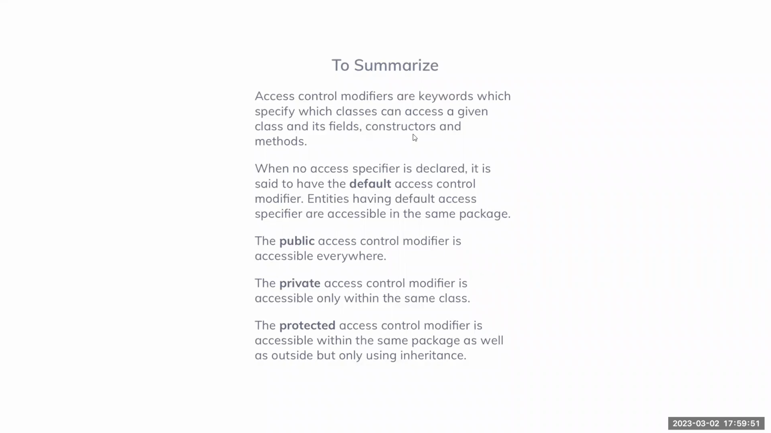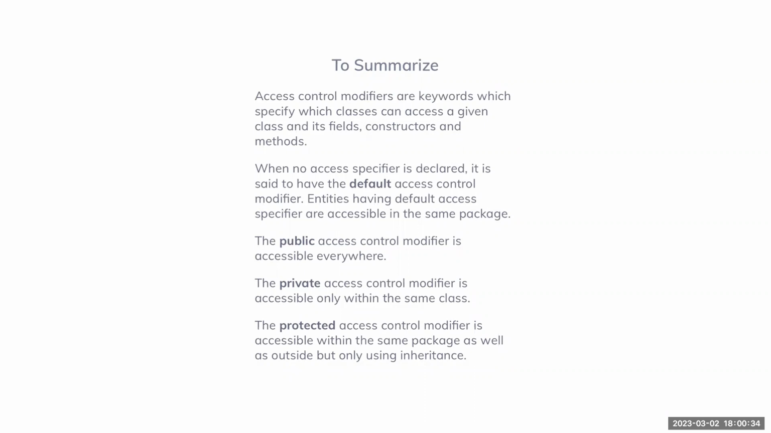To summarize what we learned, access control modifiers are keywords which specify which classes can access a given class and its fields like constructors, data members and methods. When no access specifier is declared, it is treated as the default access control modifier. Entities having default access are accessible in the same package.